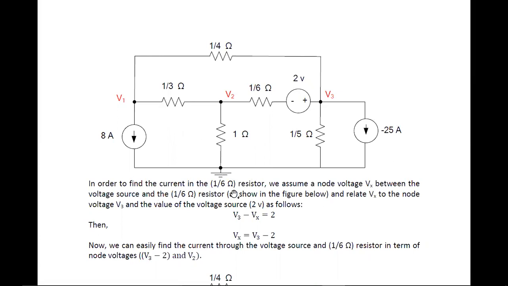In order to find the current in the 1 by 6 ohm resistor, we assume a node voltage Vx between the voltage source and the 1 by 6 ohms, meaning this. We have 1, 2, 3 voltage sources here, right? So hence I'm making some reductions. Node voltage Vx between the 2 volt voltage source and the 1 by 6 ohms, as shown in the figure below.